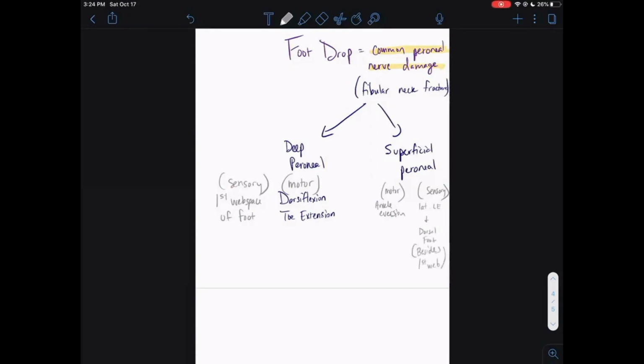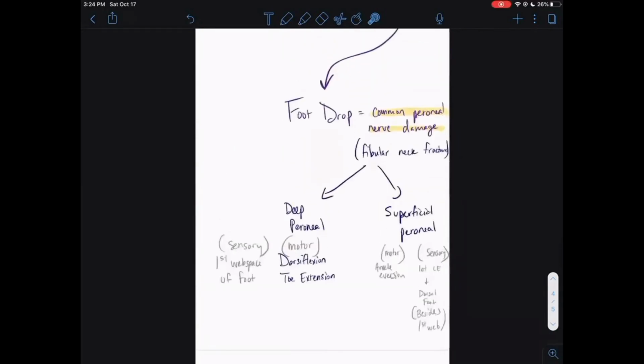Because what did we say did the first web space? Boom, your deep peroneal. So if you drop something hot on the stove and it splashes down onto your foot and you feel it burning on the top of your foot, what nerve is it? Well, if it's anywhere besides the first web space, it's the superficial peroneal. If it's the first web space, well, it's the deep peroneal. All right, so that's how they could test you on your sensation distribution for your foot.